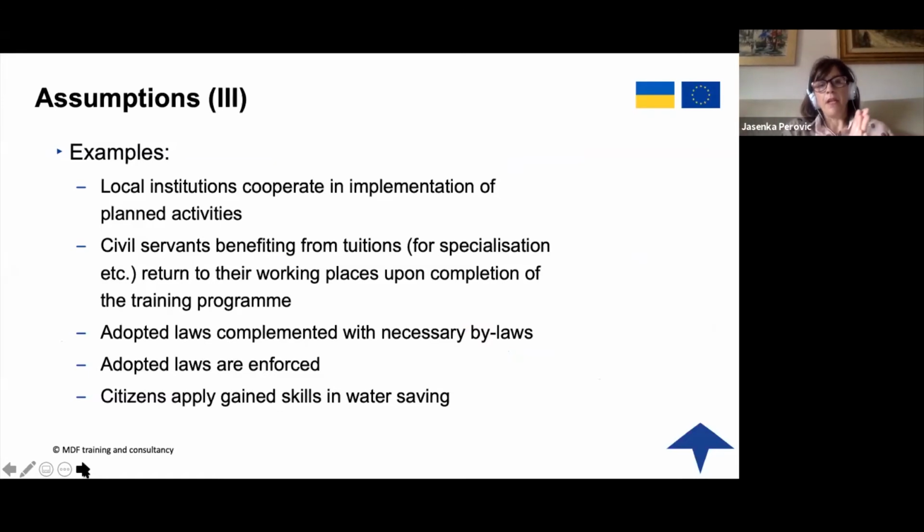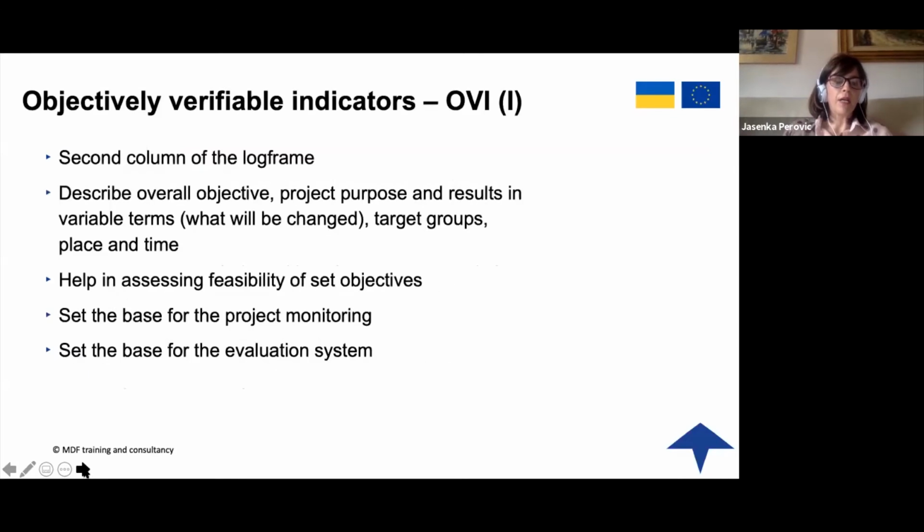Civil servants benefiting from tuitions, return to their workplace, and so on. So this is what I try to provide you with, some of the examples that can inspire you, and you can see how it can actually be formulated. The second column is related to the verifiable indicators.